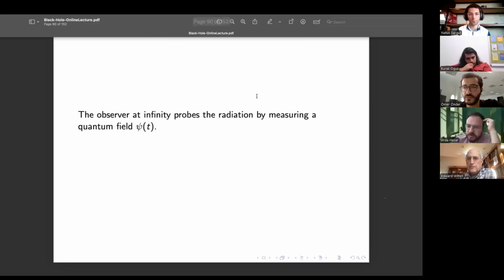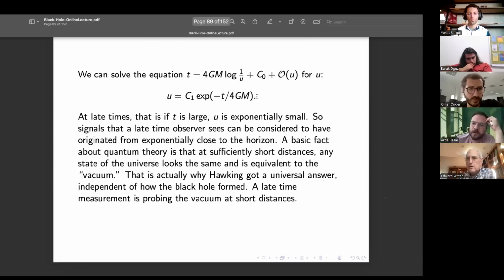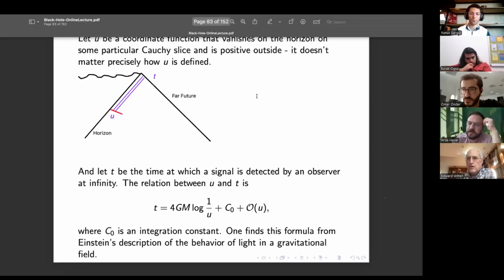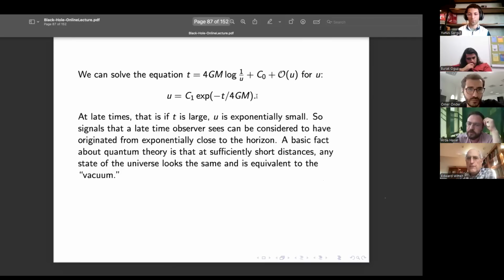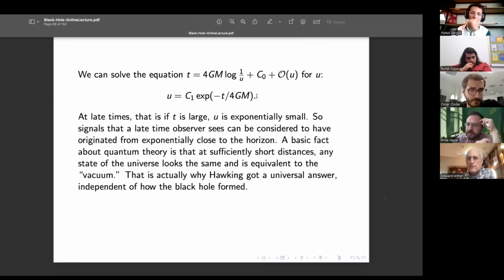Can I ask something? Yes, go ahead. On the previous slide, when you solve the equation, no, the next one. When you solve for U, you basically find the particular Cauchy slice, as far as I understand. Well, I took a particular definition of U, but the precise definition doesn't matter.